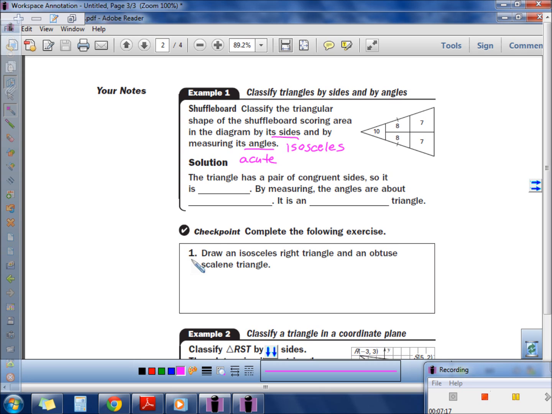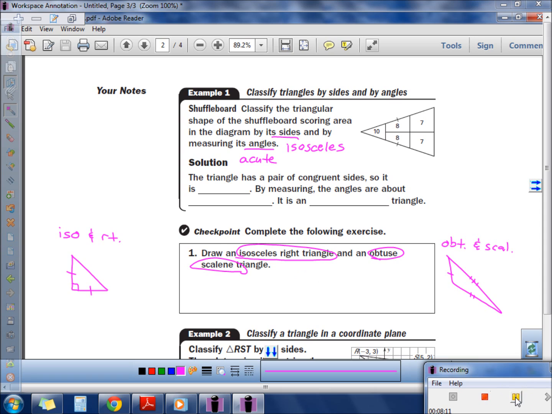Go down and try this checkpoint. This says draw an isosceles right. So there's one triangle. And then draw an obtuse scalene. Isosceles right and then acute scalene. Try that out. All right, here's what I came up with.